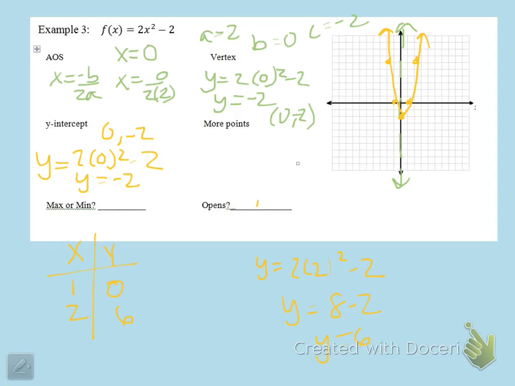Okay, so it's opening up again, and it is a minimum again. So we've had quite a few minimums, but it's a minimum because my vertex is the lowest point.